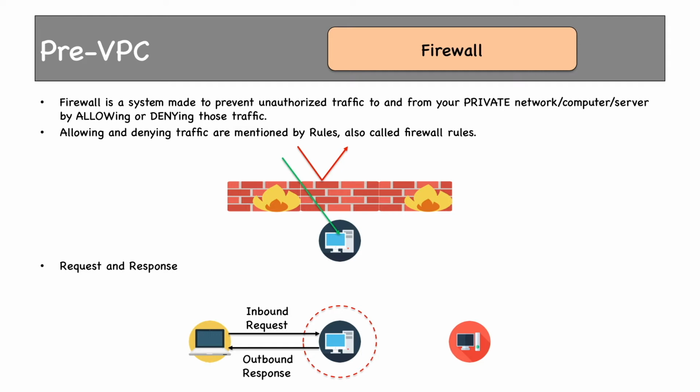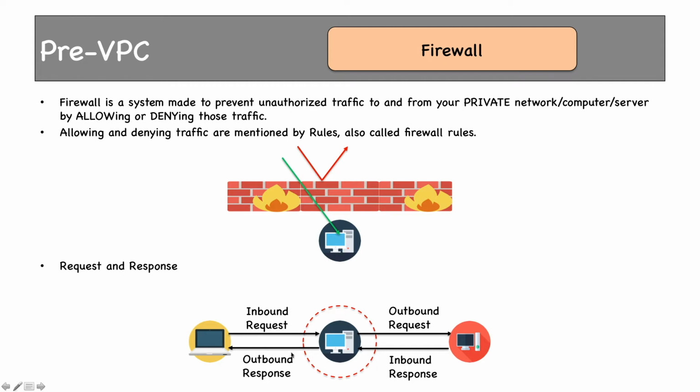Similarly, when the blue host sends a request to the red host, that's an outbound request from the blue host. And when the red host sends a response back, that's an inbound response to the blue host. All these requests and responses have been defined with respect to the blue host because we want to place firewall rules for this host.